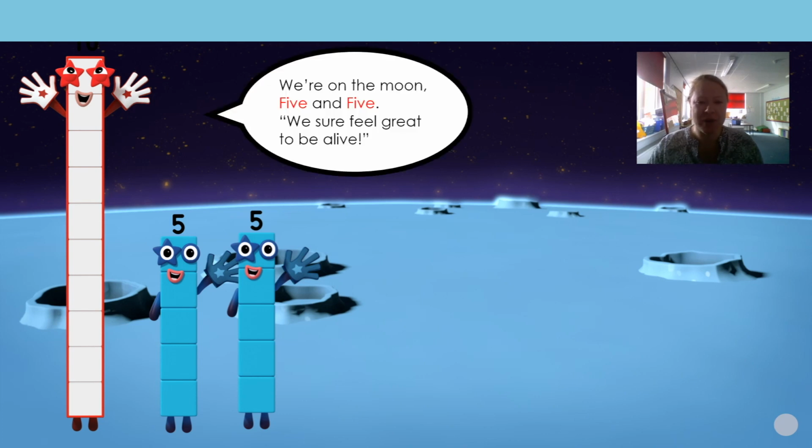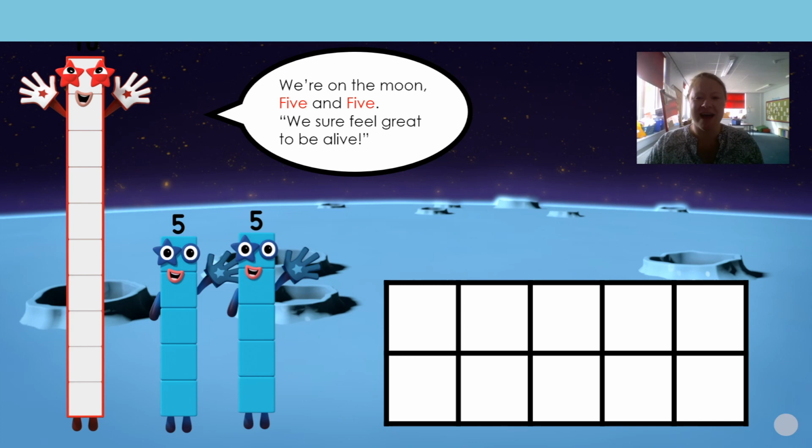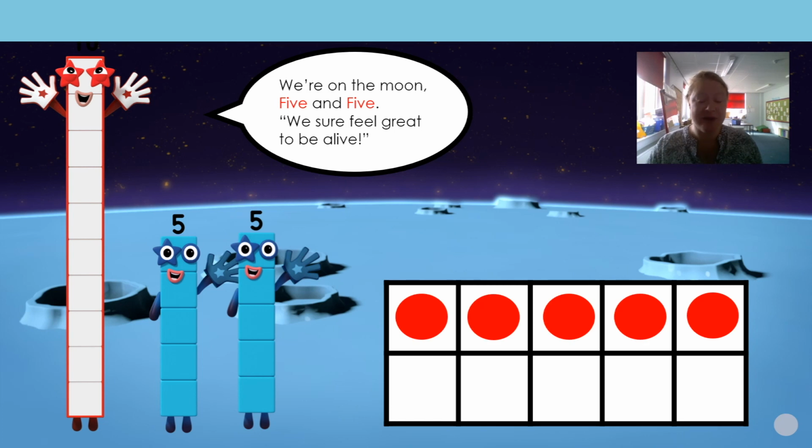We're on the moon, 5 and 5. We sure feel great to be alive. And our tens frame is nice and easy. We've got 2 rows of 5. So a row of red and a row of yellow.